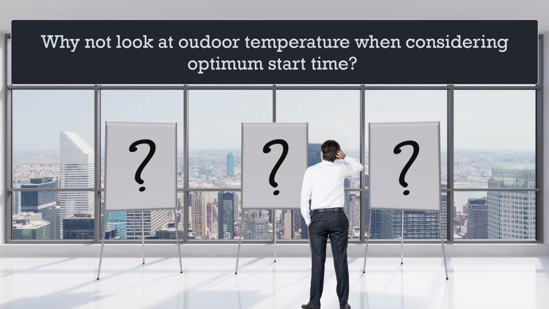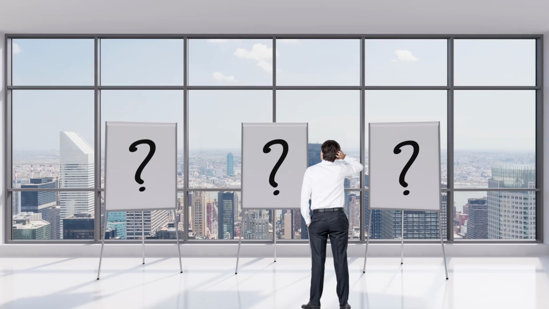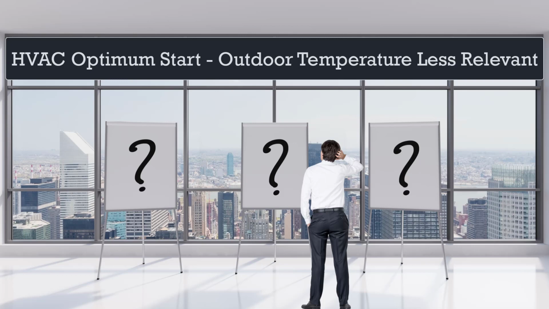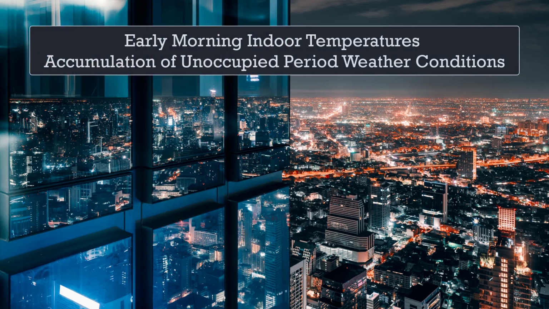Why not look at outdoor temperature when considering optimum start time? That's a great question. While many BAS control companies appropriately utilize outdoor temperature data in operating HVAC systems, as it relates specifically to optimum start, outdoor temperature is much less relevant and tends to complicate reliability and consistency in optimum start programs. Practically speaking, early morning indoor temperatures are an accumulation of previous night or weekend outdoor weather conditions, the predominant factor attributable to building internal heat gain or heat loss during the unoccupied period.